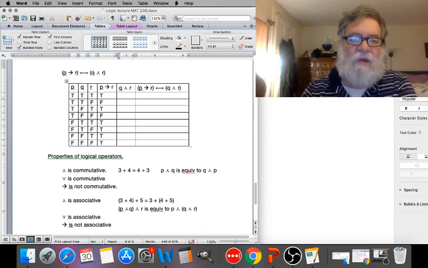Here I've got Q and R. That's these 2 columns. True and true is true. True and false is false. False and true is false. False and false is false. True and true is true. And then 3 more falses, just like before.